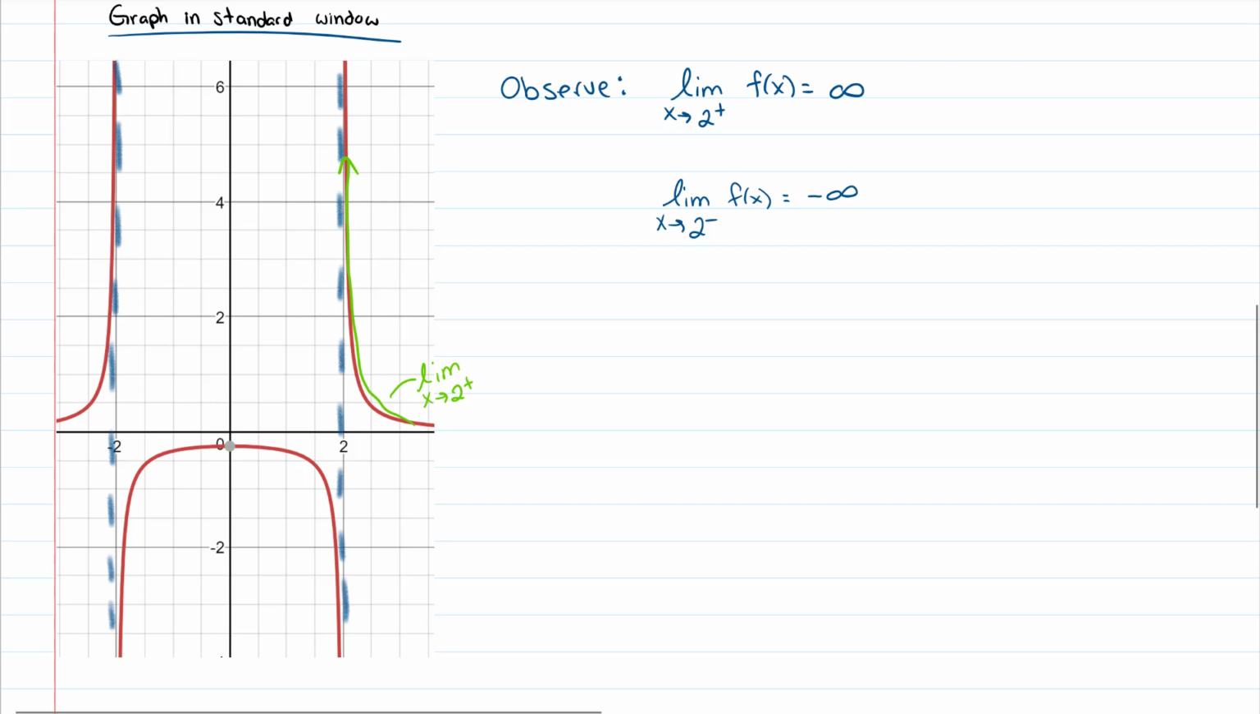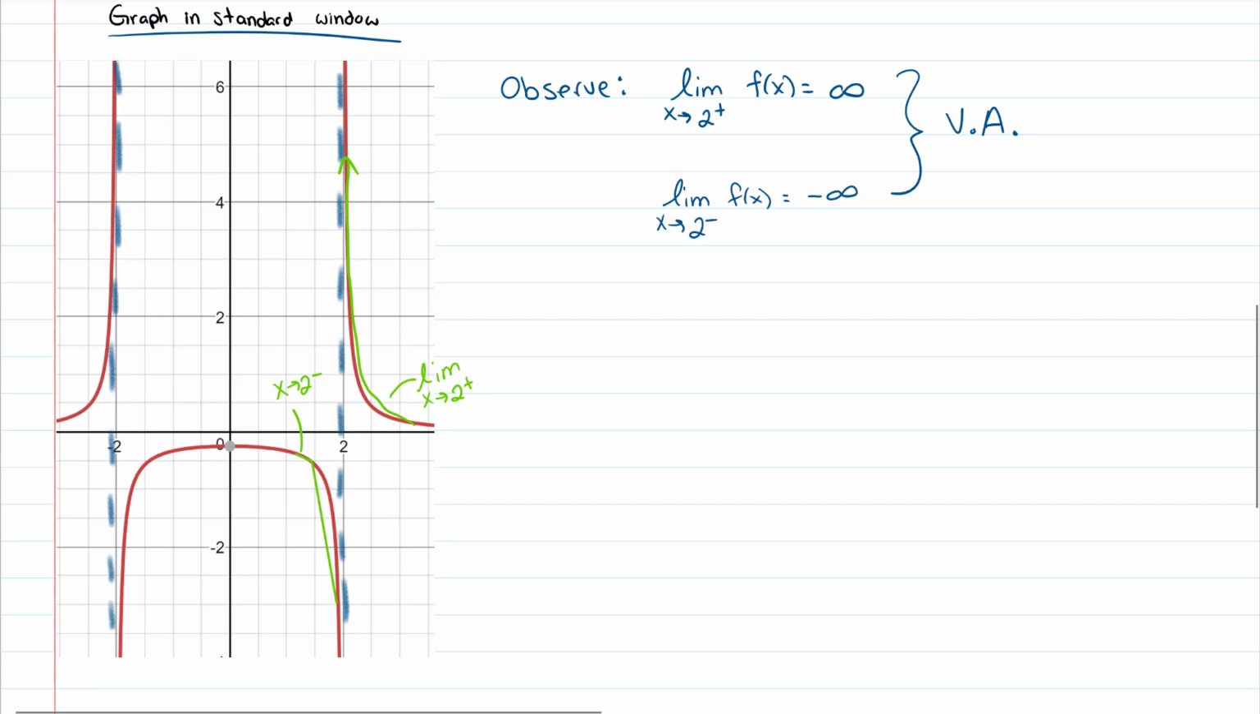If we approach 2 from the left, that's going to be in this direction. So this is x approaches 2 from the left. And so you can see how we get positive infinity or negative infinity. So either way, this makes a vertical asymptote.